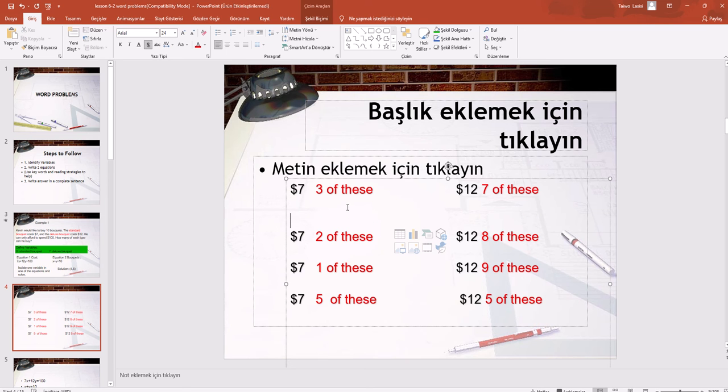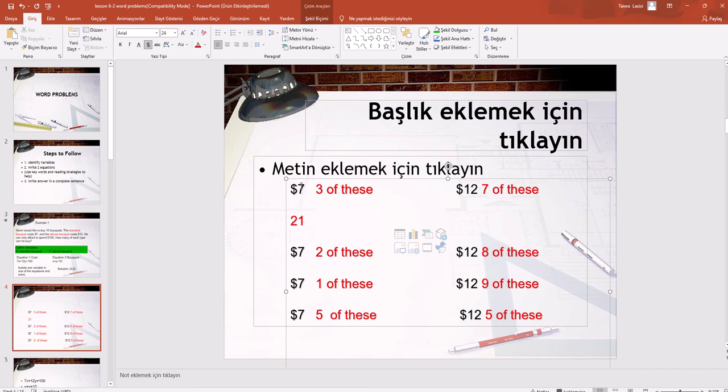Let me write here. So if I buy 3 of this cheaper product, I will pay 21. Okay? So if I buy this one, how much will I pay? 84. I agree. So it costs 12. So I have to pay 84. Okay? So here, in total, what is the cost? In total? It is 105.